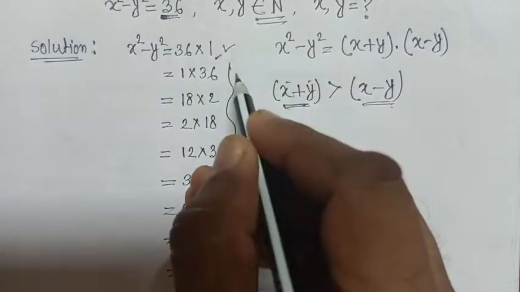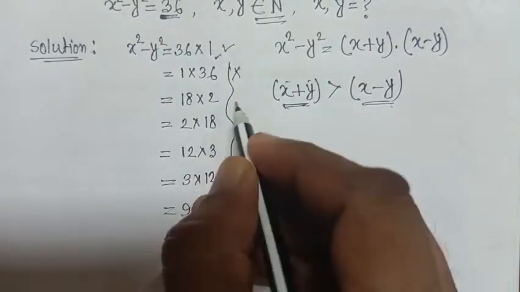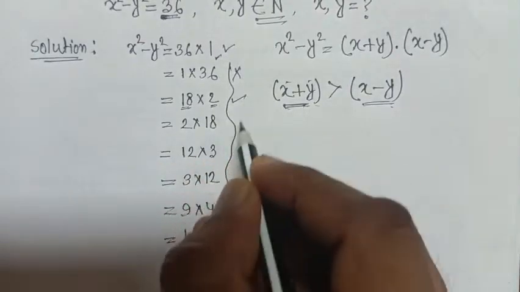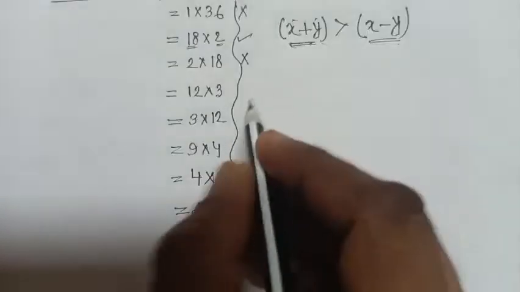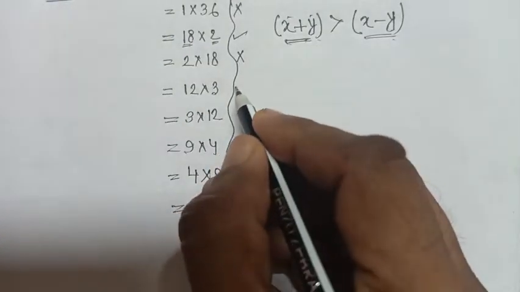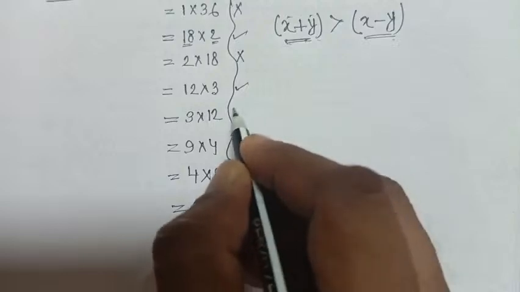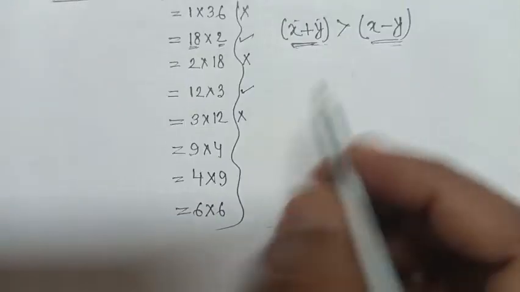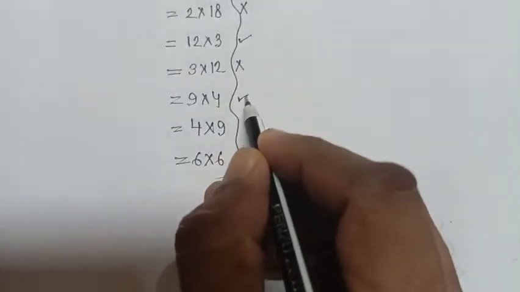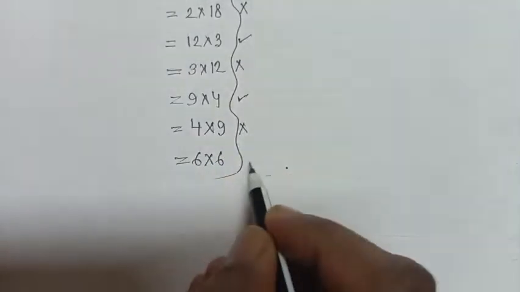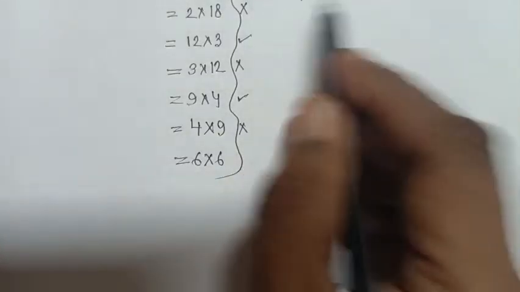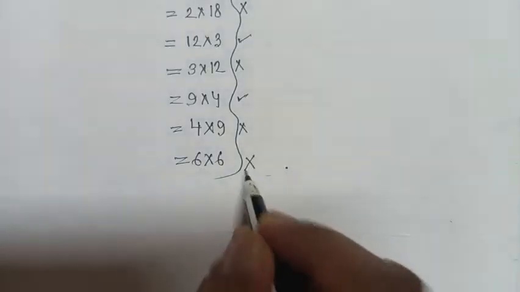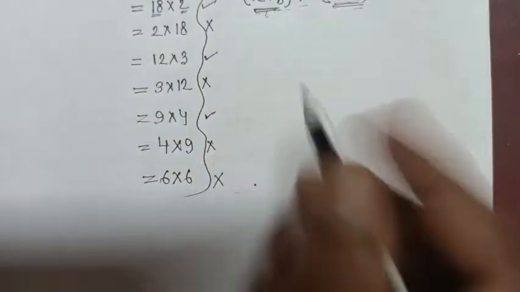that will be okay, but this value will be cancelled out. Here x plus y is greater than x minus y, so this is maintained, but that will not follow. Same here, that will be maintained, but this will not follow, because here x plus y is not greater than x minus y. Similarly it will be followed, but that will not be followed. And also here x plus y is not greater than x minus y, so that will also be cancelled. So we got 4 cases.